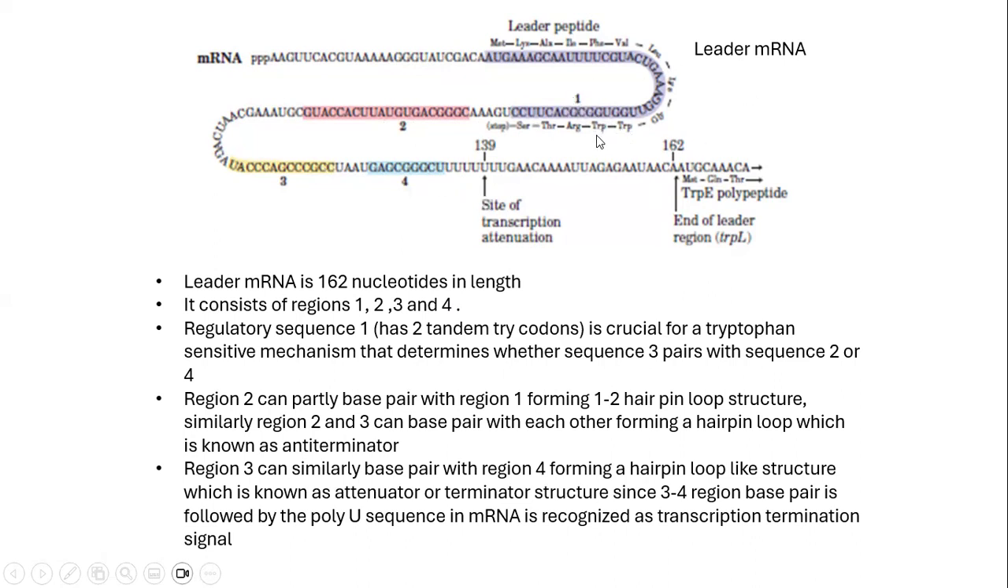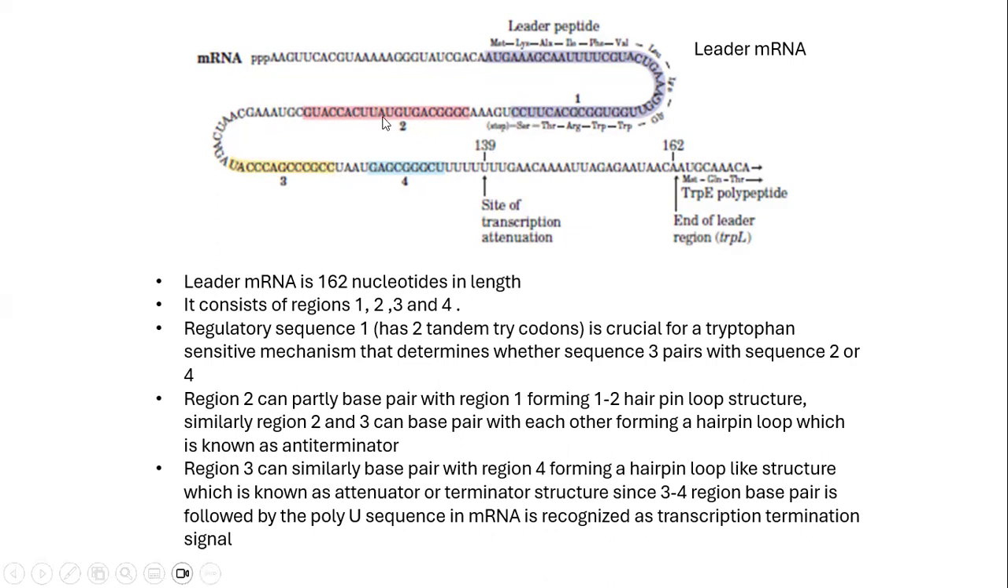Region 1 contains two adjacent or tandem tryptophan codons, which are important for a tryptophan sensitive mechanism that will determine if sequence 3 and sequence 4 can base pair with each other, or sequence 3 and 2 can base pair with each other. The sequences of the four regions is such that region 1 and 2 are capable of base pairing with each other, forming a hairpin loop like structure.